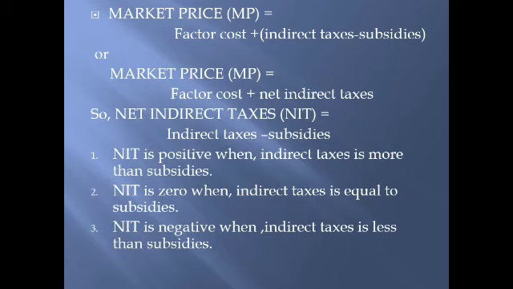NIT can be negative. NIT can be negative when indirect taxes is less than subsidies, because the formula is indirect taxes minus subsidies. Indirect taxes is less and subsidies is more. So a bigger number is subtracted from a smaller number, and the result will be negative. So we can say NIT will become negative here. So we have to be very careful when we calculate NIT. The formula of NIT is indirect taxes minus subsidies, and that will remain as it is. It will not change.